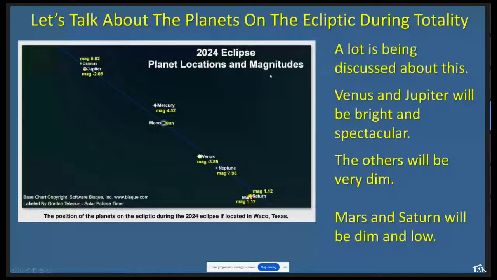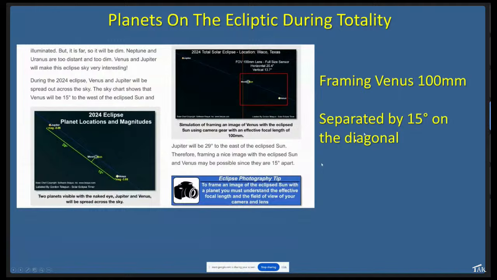Let's talk about imaging the planets during this eclipse on the ecliptic. There's going to be 7 planets on the ecliptic during this eclipse, but most of them are going to be too dim to worry about. But Venus and Jupiter are going to be bright and spectacular. Mars and Saturn will be dim and low. So you can frame Venus during this eclipse really nicely. It's going to be almost a -4 magnitude.